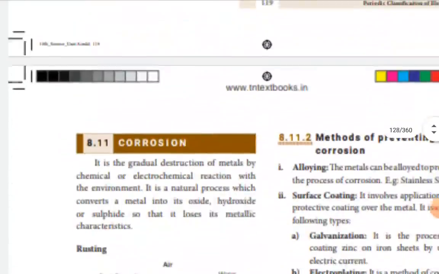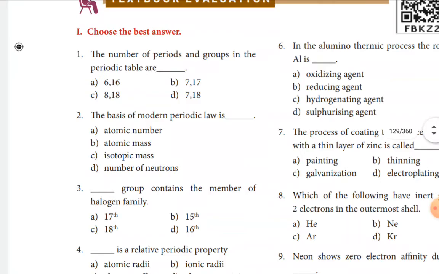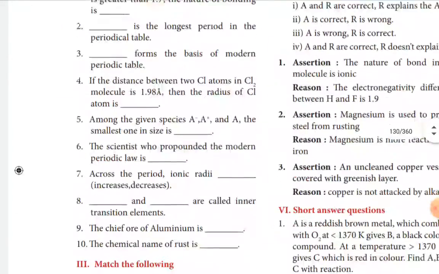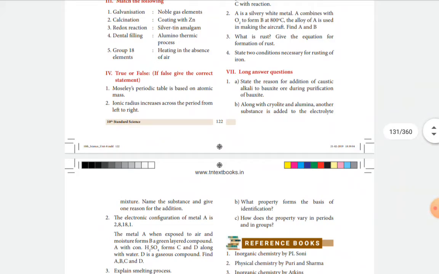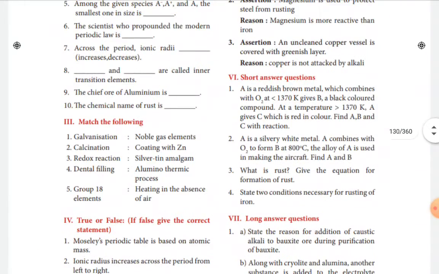Now, in page number 122, there are 4 short answers. First one, A is a reddish brown metal which combined with O2 oxygen at less than 1370 Kelvin gives B, a black colored compound. At a temperature greater than 1370 Kelvin, A gives C which is red in color. Find A, B and C with the reaction.